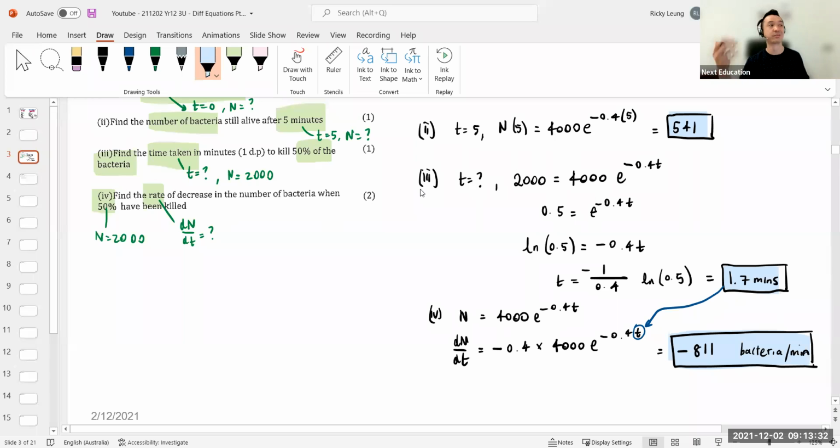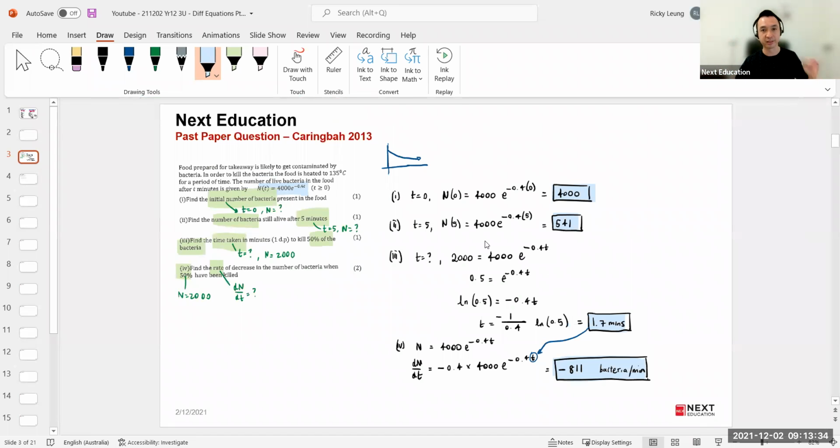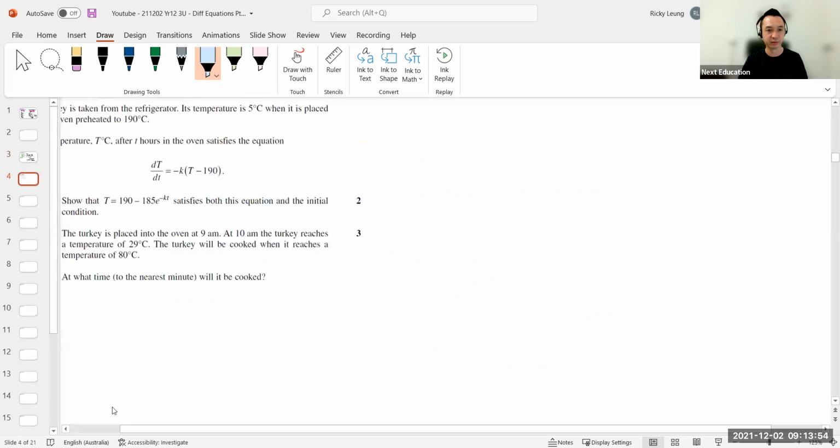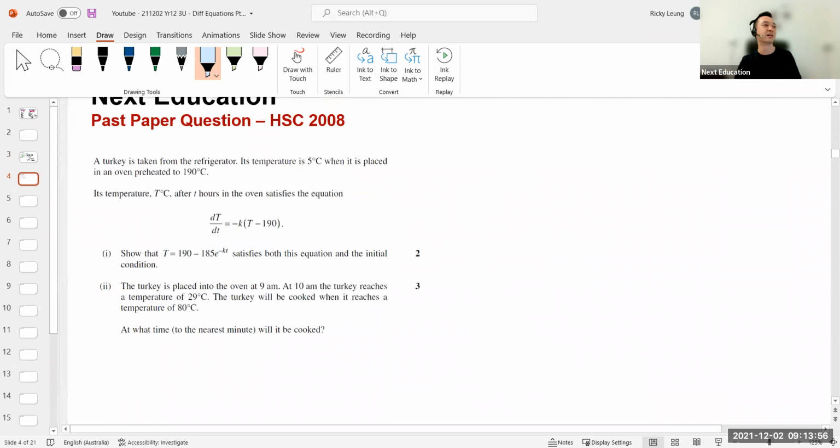That's it, 6 marks, 2-unit paper, not too bad, very classic, right? The context is a bit weird, talking about population and using exponential decay, but the maths is still solid. So that's an advanced question. And let me show you now my favorite modified exponential growth question. I love this question because it's a really nice context.